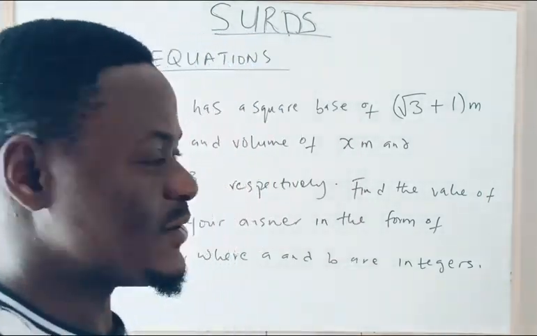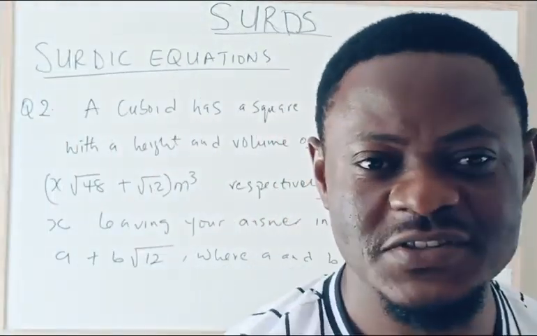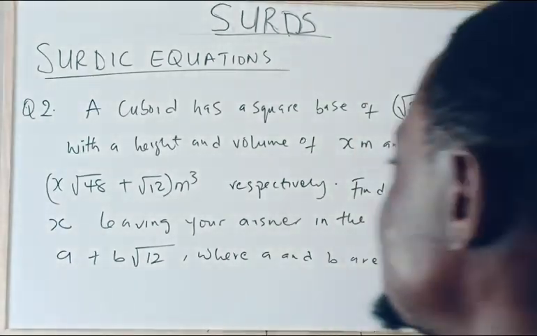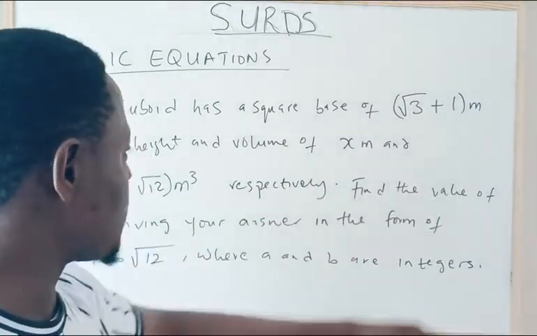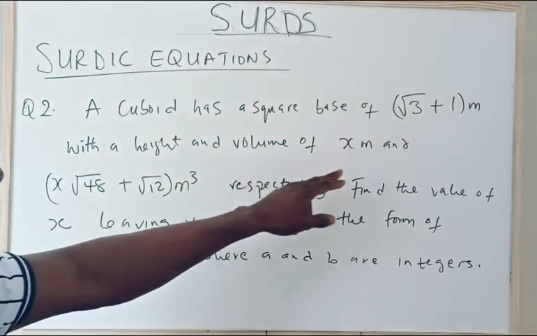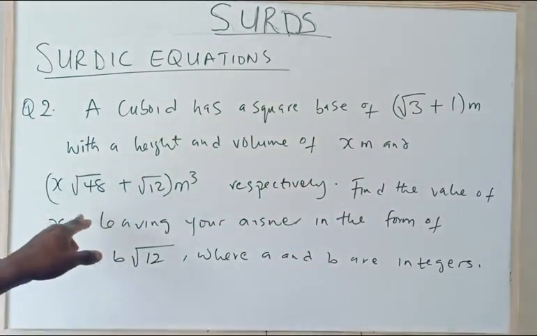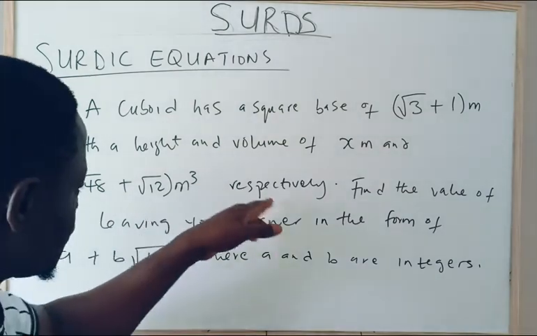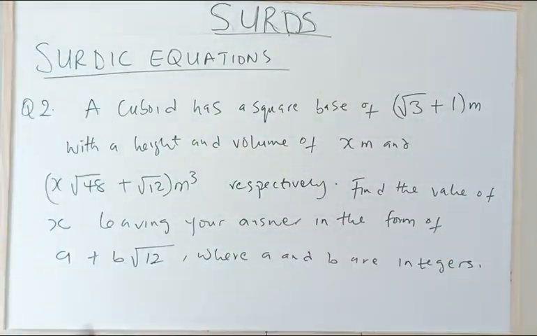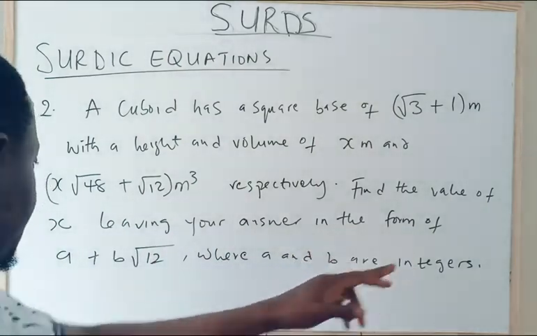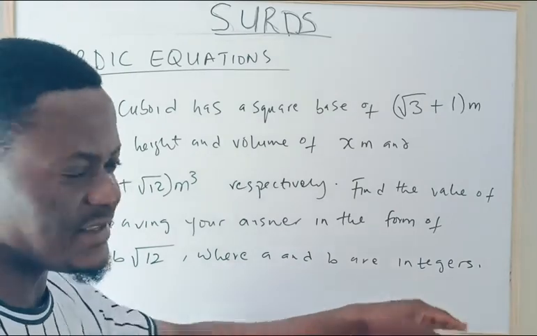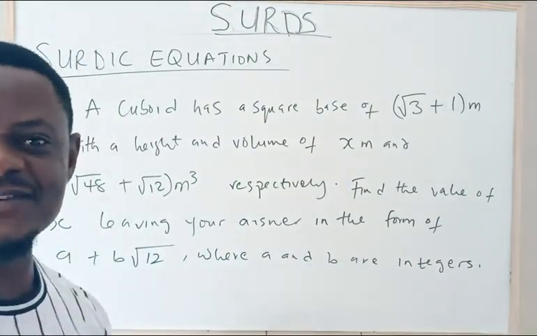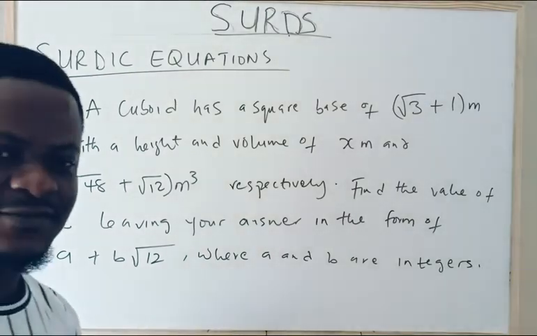So, as always, we are still dealing with surd equations. Look at the question we have on the board. It says a cuboid has a square base of root 3 plus 1 meters, with a height and volume of x meters and x into root 48 plus root 12 meters cubed, respectively. Find the value of x, leaving your answer in the form a plus b root 3, where a and b are integers. So guys, let's deal with this question. Follow me along. Let's go.